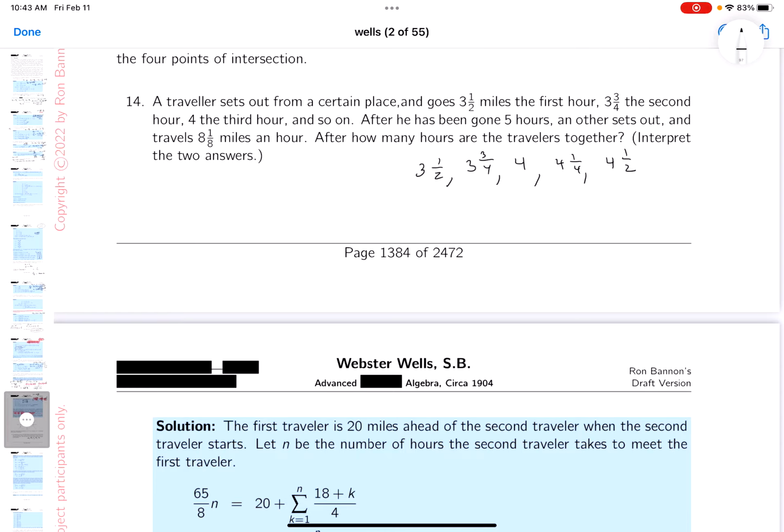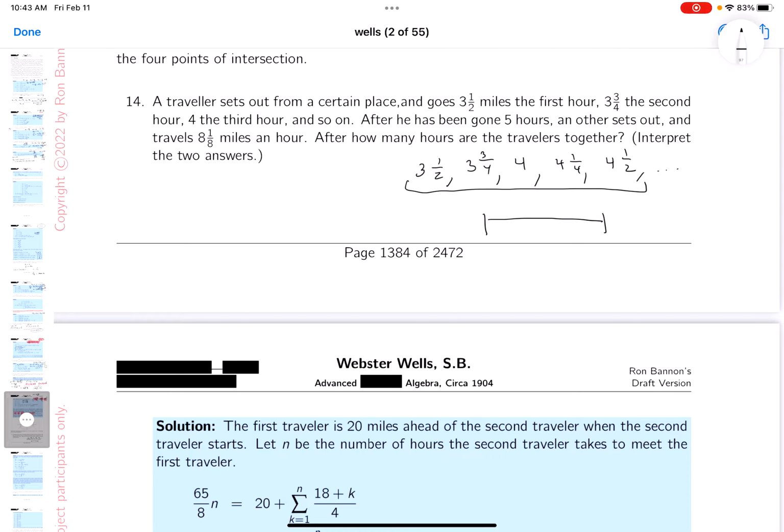All right, and I can keep going on and on. So a traveler sets out from a certain place, 3.5, 3.75, 4, and so on. It does say that. Now, it says after 5 hours, so that means this is 5 hours of time. After 5 hours, something happens, but let me see where he is at 5 hours. So he left somewhere, and 5 hours later, he's over here. Now, the question is, where is he?